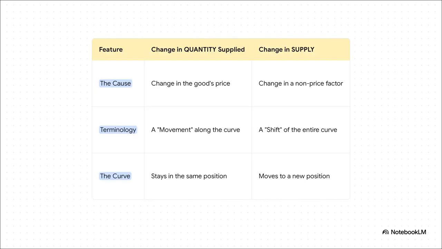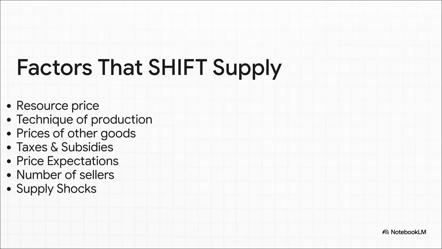And here is a huge MCQ alert. Exam questions love to test if you know the difference between these two. Just burn this table into your memory. A change in quantity supplied is a movement along the curve caused by price. A change in supply is a shift of the whole curve caused by something else. So what causes a shift? Well, here are the 7 main factors. A change in any one of these will move the entire supply curve.